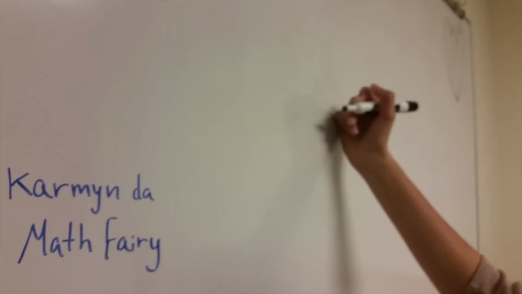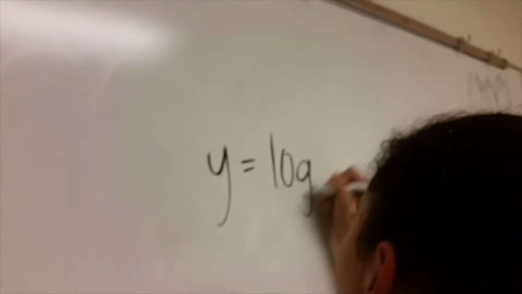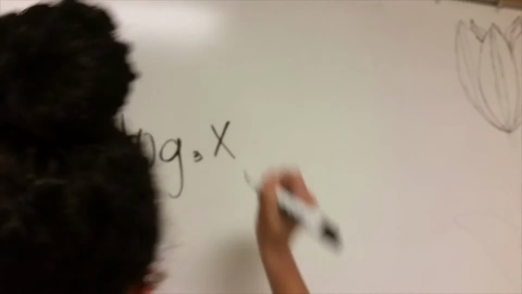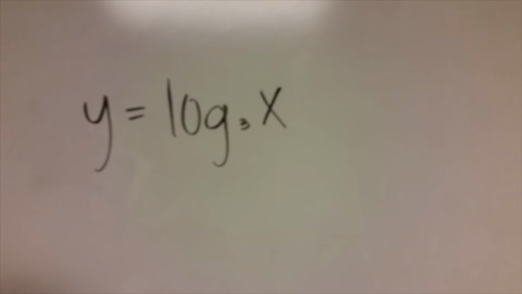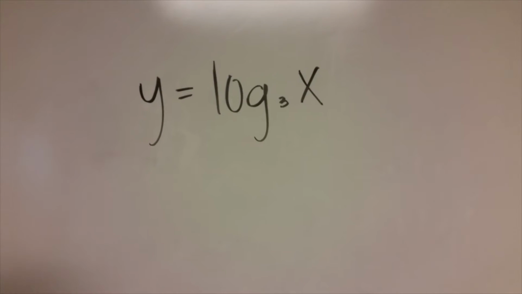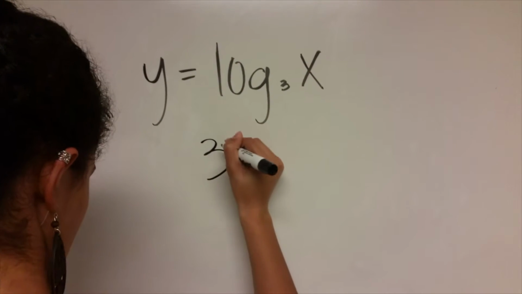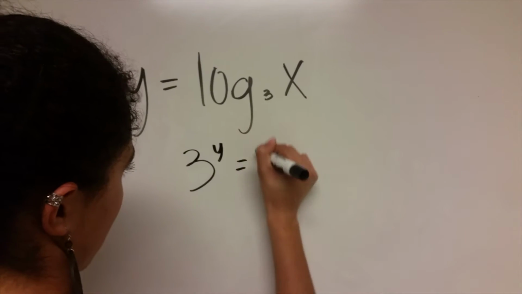Okay, so the problem is y equals log base 3 of x. So the first step is to change the logarithmic function into an exponential function. You do this by changing the places of y and x. So it looks like this: 3 to the power of y equals x.